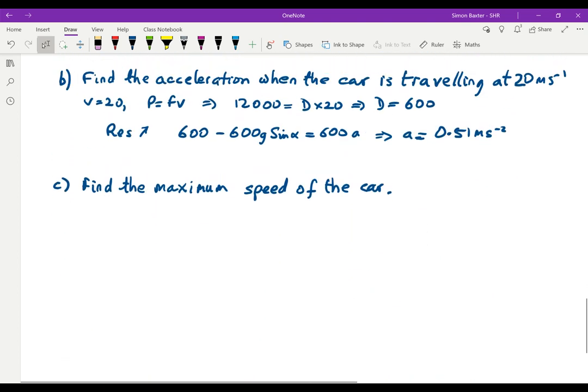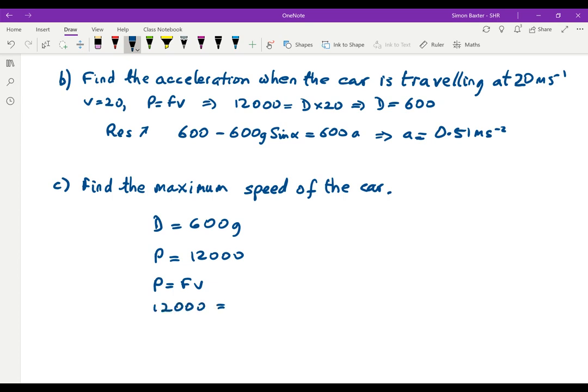Maximum speed of the car, D, it's not a very good D, is equal to 600 g sine alpha. The power is still 12,000. And so if V is the maximum speed, then P equals FV. 12,000 will be equal to 600 g sine alpha times V. Press the buttons on the calculator and V comes out to be 40.81, which is 41 meters per second.